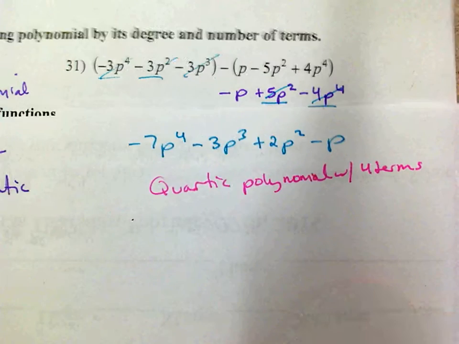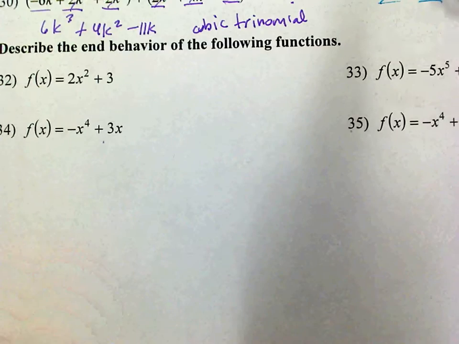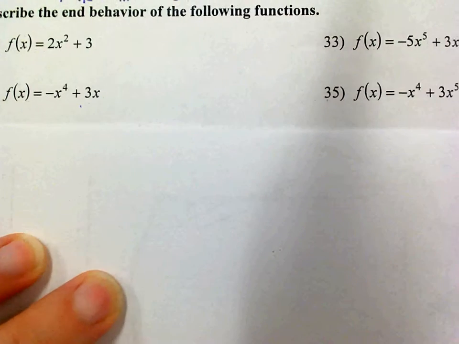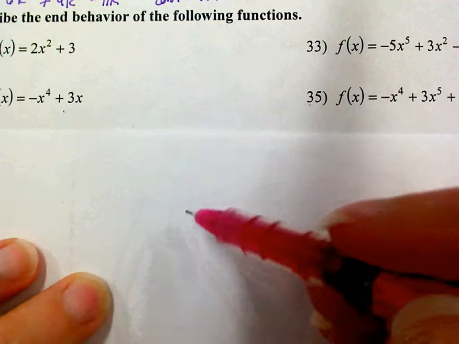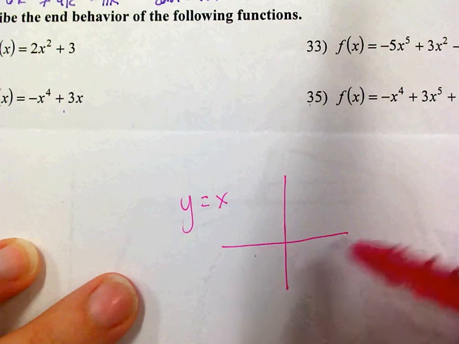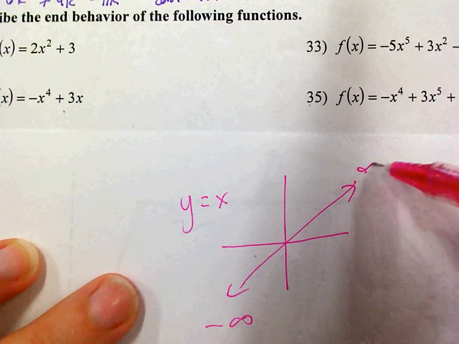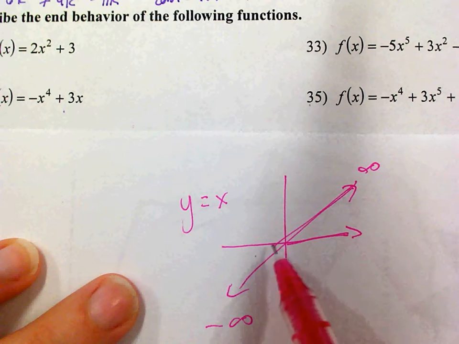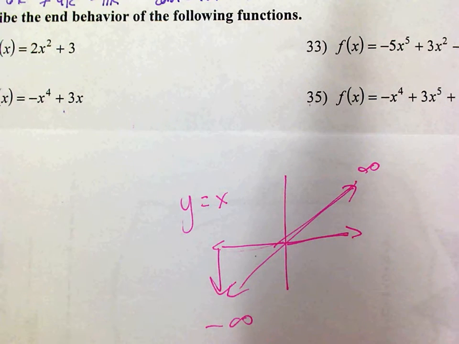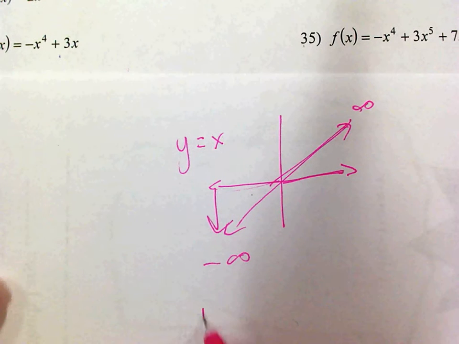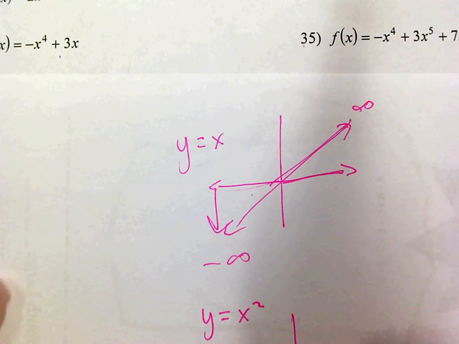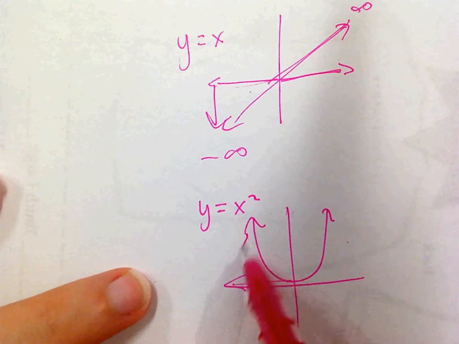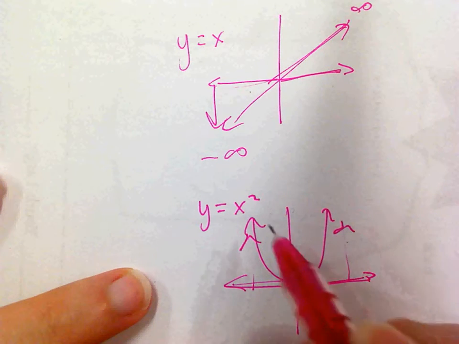Okay, now, these next 4 questions have to do with end behavior. You have to remember that certain functions behave certain ways as you go to the infinities. If I've got y equals x, it looks like this. Starts from negative infinity and goes to positive infinity. As x approaches this way, y goes up. As x goes this way, y goes down. If you've got y equals x squared, well, on either side, as x goes to negative infinity, y goes up. As x goes to positive infinity, y goes up. So they're both positive infinity.